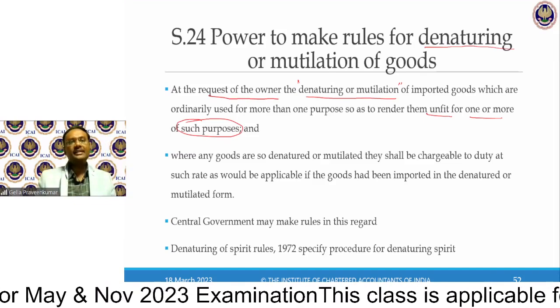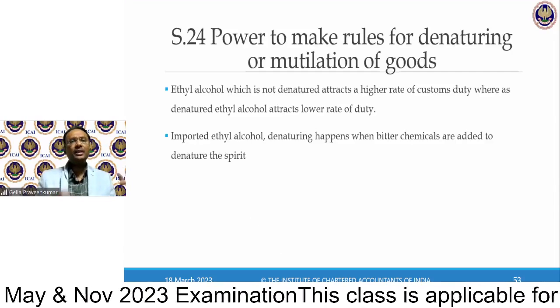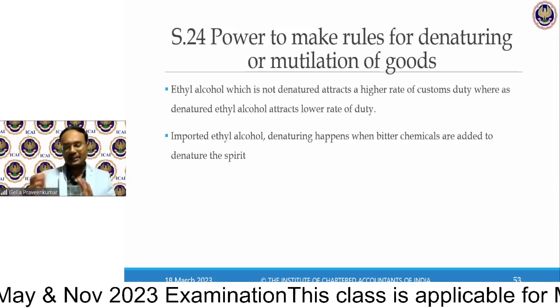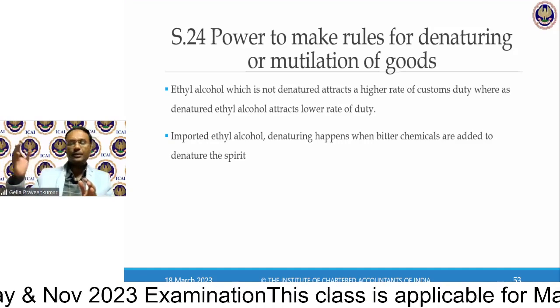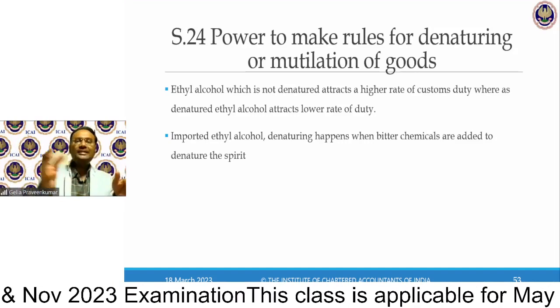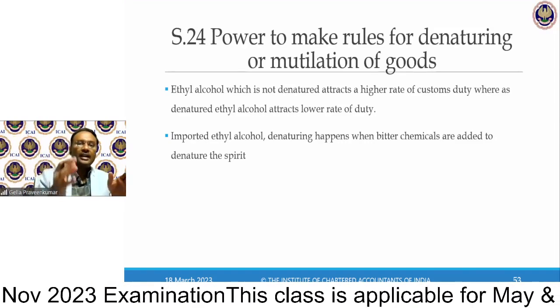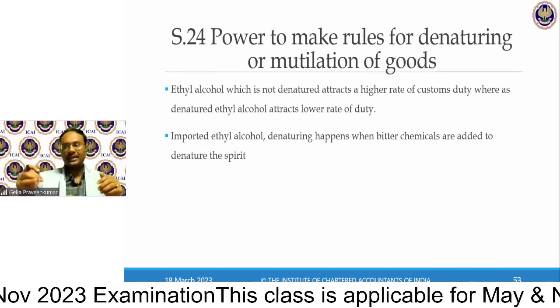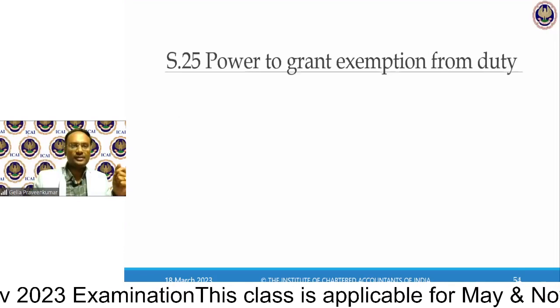These provisions are covered under Section 24. So generally what we do is file an application. I say these are the goods which I have imported. This can be used for purpose A. This could be used for purpose B. I want to use it for purpose A. Please do this activity in your presence so that it cannot be rendered for usage for purpose B. This is the process called denaturing or mutilation of goods.